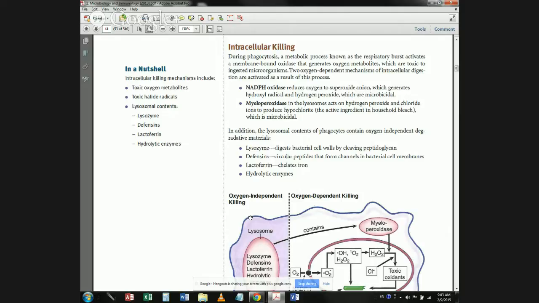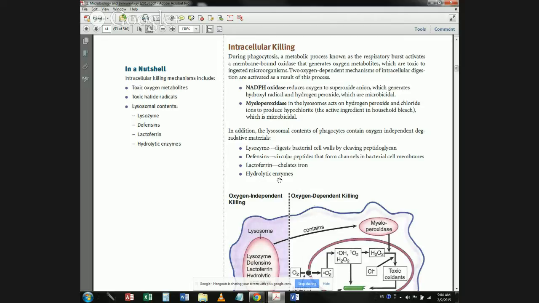So now that we have oxygen metabolites, what happens? We're talking about digestion here. So you have NADPH oxidase and myeloperoxidase. NADPH oxidase reduces oxygen to superoxide anion, which generates hydroxyl radical and hydrogen peroxide, which are microbicidal. And myeloperoxidase in the lysosomes acts on hydrogen peroxide and chlorine ions to produce hypochlorite, the active ingredient in household bleach, which is microbicidal. How about that? Some really killer things here.